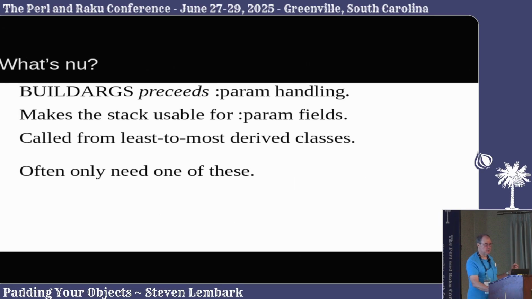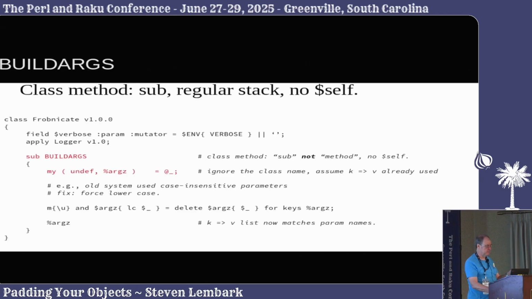Build args comes right before you process all this key value stuff on the stack. So I've shown you these parameters. The point of build args is that it's a method that takes the stack. It's a regular subroutine, so it doesn't have a self. It does not have access to the object yet. The object isn't built when this is run. But what you have is a list of what the stack is going to look like when it is passed into new to get the parameters out.